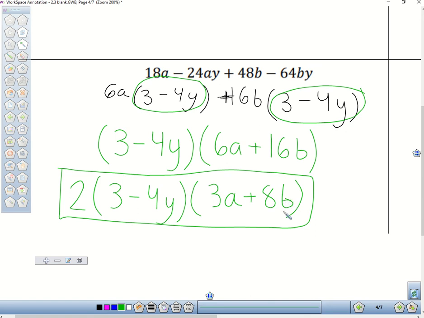Wait, what? So Giovanna just pointed out that in this term right here, both of these were also divisible by a 2. So to fully factor, we can also factor out a 2 out of these two right here to make it completely factored.